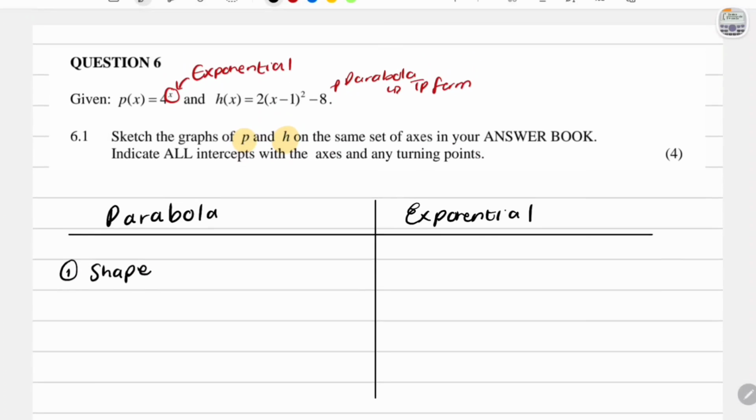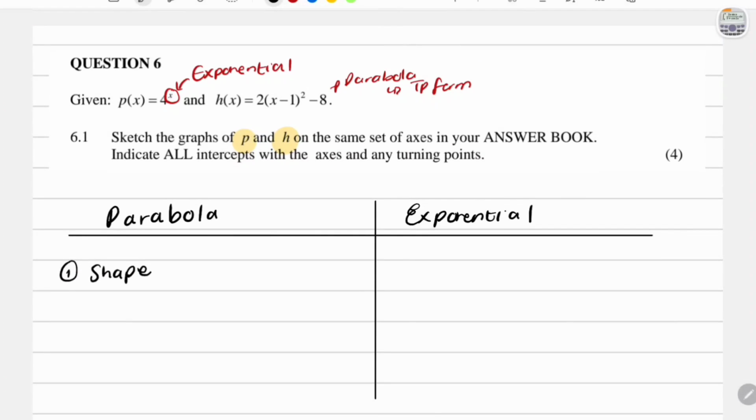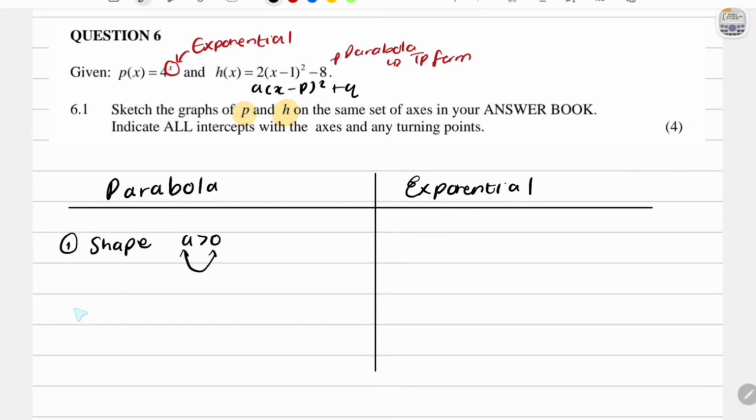The first step is I think about the shape of the parabola. For the shape of this parabola, you have to look at the value of a. Since this is in the form of a times x minus p all squared plus q, a is positive 2. So it means that since it's greater than 0, your parabola is going to be a smiley face parabola.